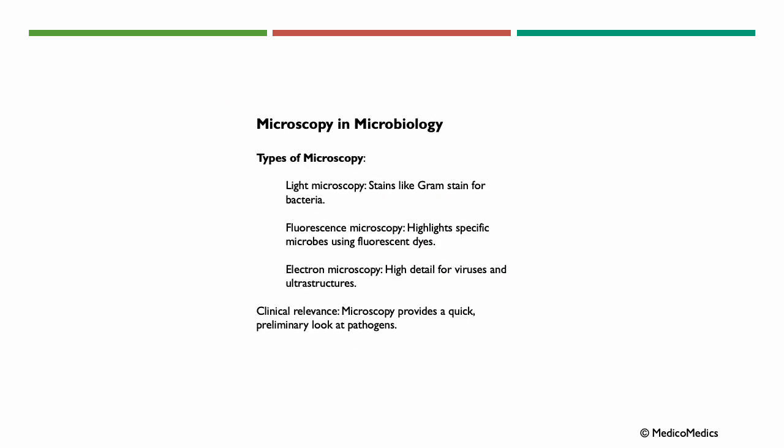Now, some types of microscopy used in microbiology. Well, we have light microscopy, with stains like Gram stain for bacteria. Fluorescence microscopy highlights specific microbes under fluorescent dyes. Electron microscopy gives high detail for viruses and ultrastructures. So microscopy provides a quick preliminary look at pathogens.